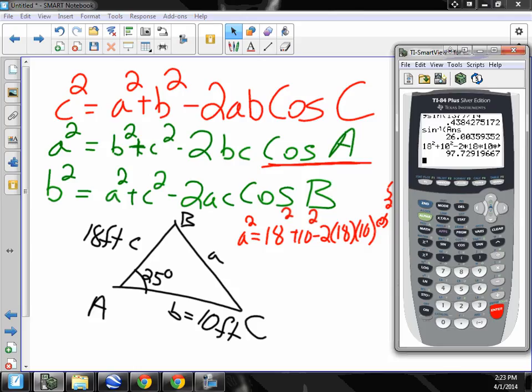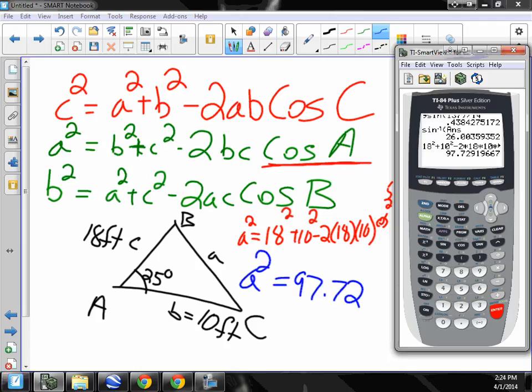So 97.72, what does that tell me? That's a squared. So a squared is 97.72. So all I need to do is raise it to the 0.5. So little a is 9.88. Okay? Well, what if it asked me to solve the triangle, which means find all the missing parts?